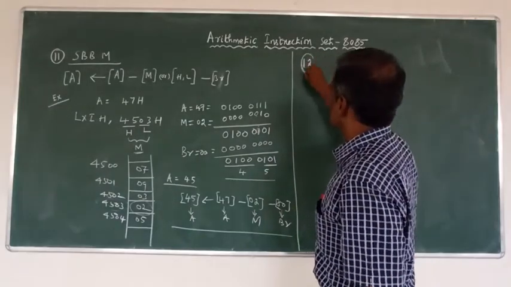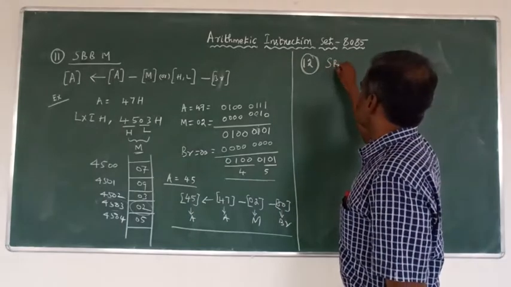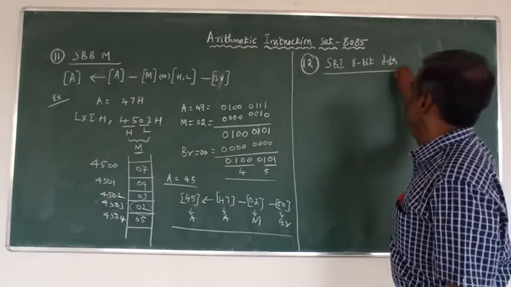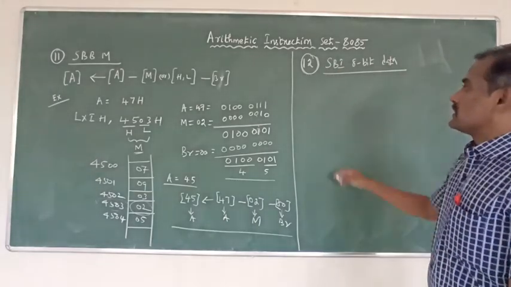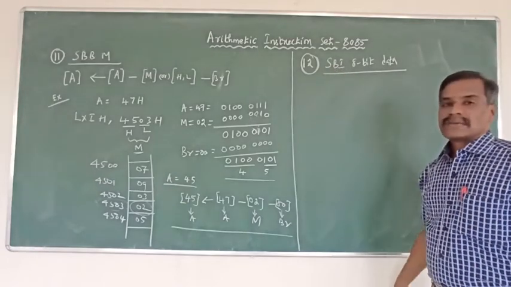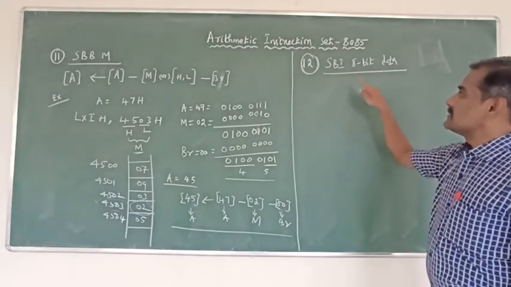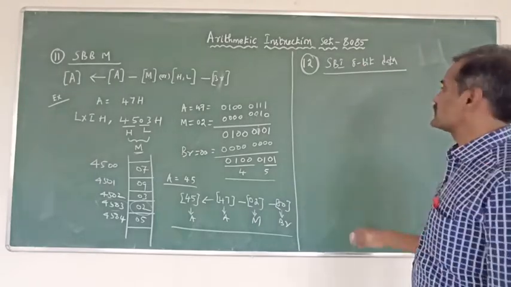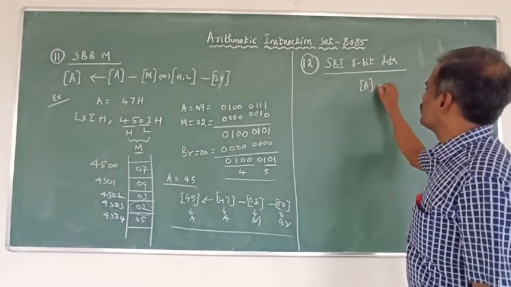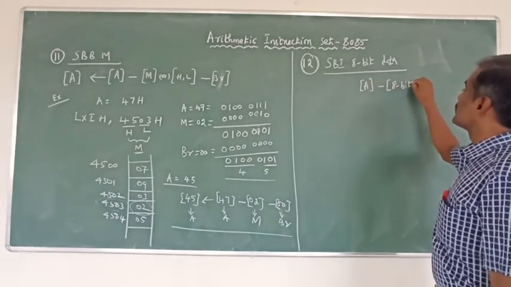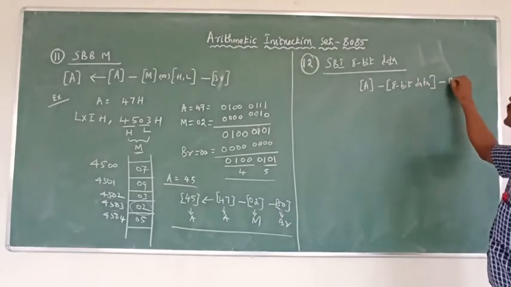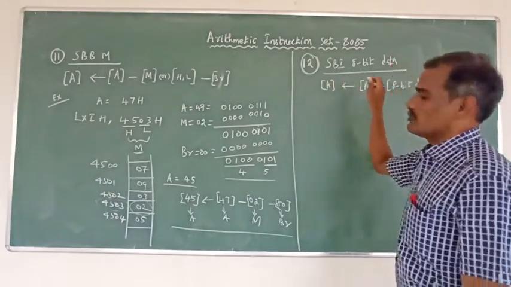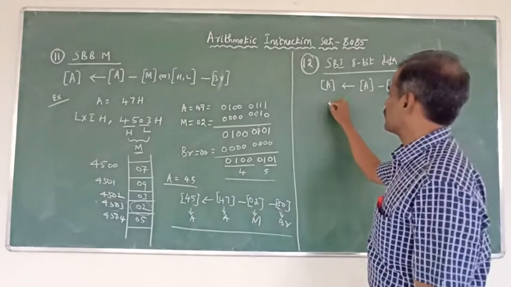Next, 12th instruction: SBI 8-bit data. SBI means subtract accumulator, immediately given data, with borrow status. Accumulator data minus immediately given 8-bit data and then borrow status; that result moves to the accumulator.